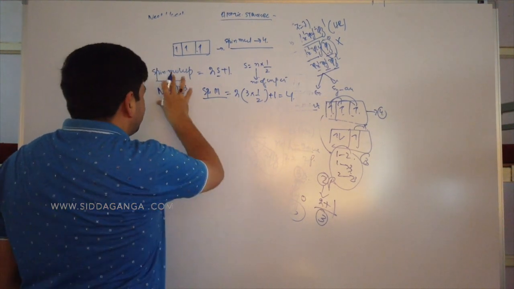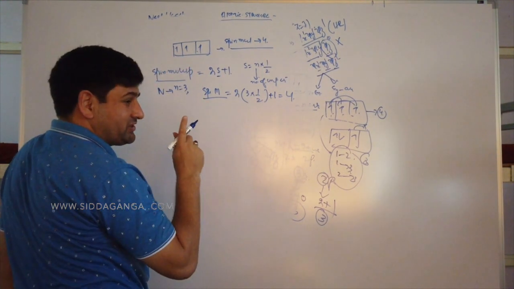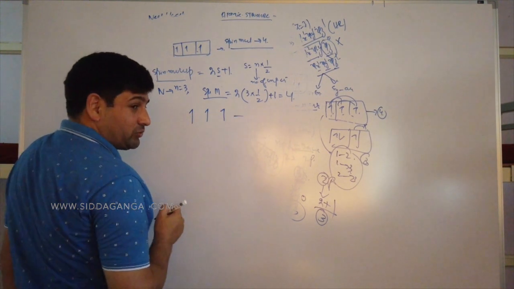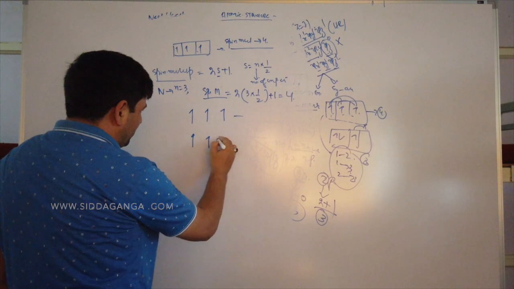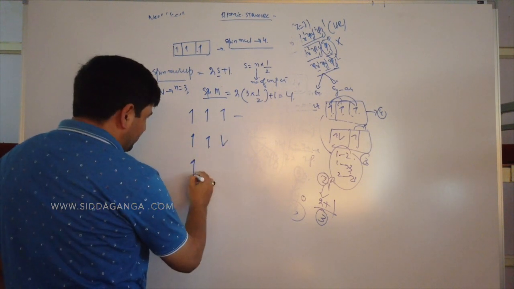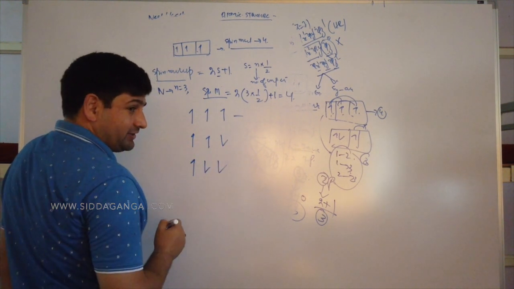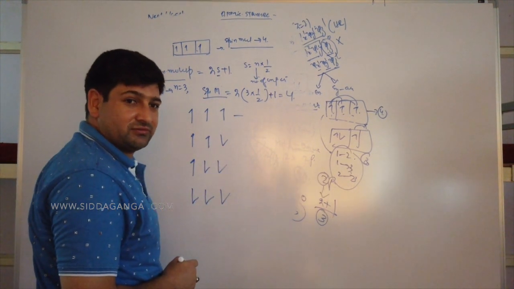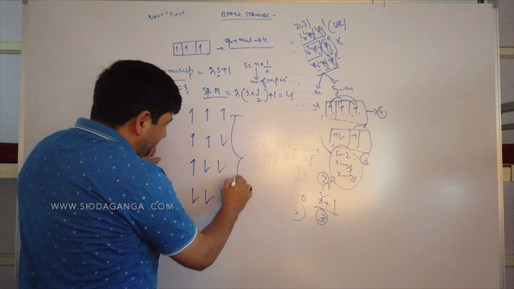How is it so? Have a look. These 3 electrons can remain in 4 spin states. What are they? Clockwise, clockwise, clockwise, this is the 1st. Clockwise, clockwise, anti, this is the 2nd. Clockwise, anti, anti, this is the 3rd. Anti, anti, anti, this is the 4th. So how many spin states are there here?